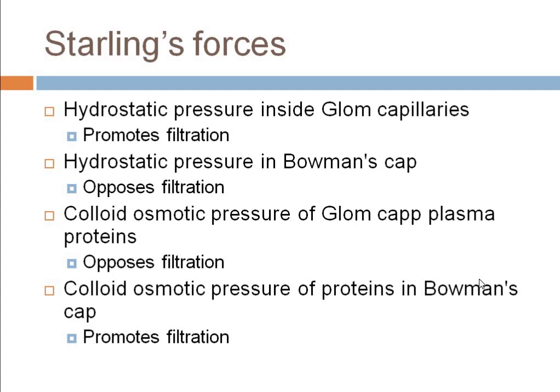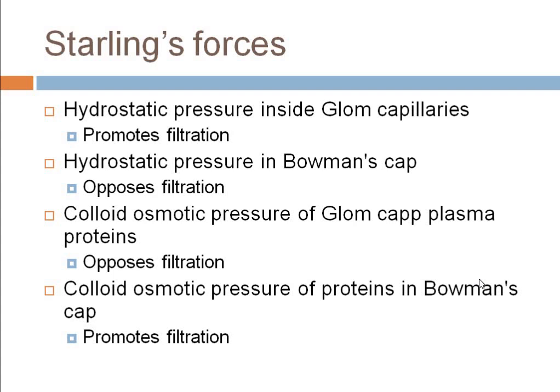Proteins under normal situations are not excreted. So in Bowman's capsule, we do not have any proteins. So that factor is not considered under normal situations. But in certain abnormal conditions, if this is also there, then it will promote filtration. So these are the major determinants of GFR.